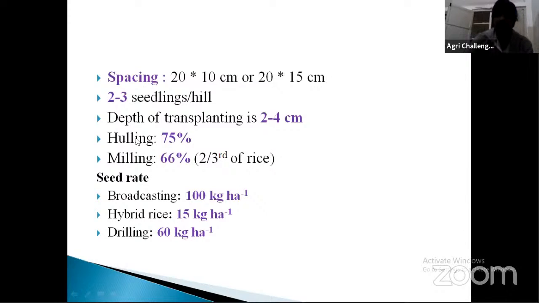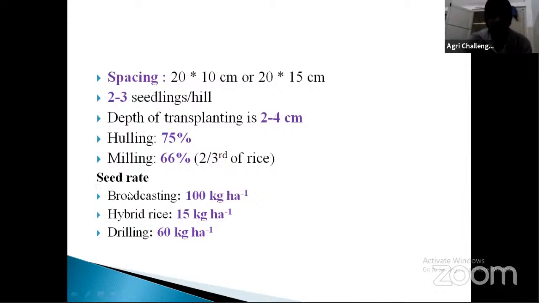Hulling means first the paddy grain is there, and it is surrounded by husk. If we remove the husk, that process is called hulling, and that hulling percentage is 75%. After hulling, the rice obtained is called brown rice, and brown rice again we will put through the milling process, where we will remove the pericarp and aleurone layer. That process is called milling. After that milling process, 2/3 of the rice will remain, that is 66%.